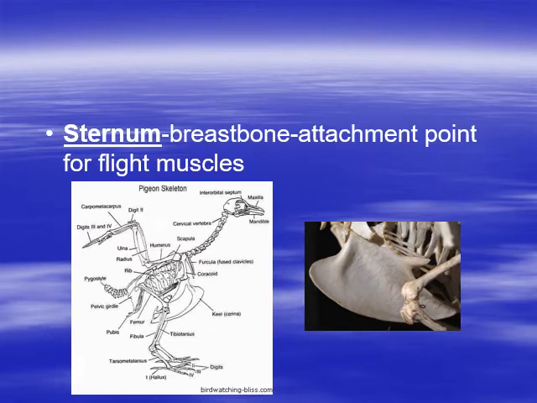Birds have a very large sternum. This is the breastbone attachment point for their flight muscles. Birds have very large flight muscles that they're going to use in order to travel around. They have to be attached to something. Muscles have to be attached to something. Just like your leg muscles are attached to your bone, your arm muscles are attached back to the bone. The flight muscles, they have to be attached back to something. They're attached back to the breastbone in the chest of birds.